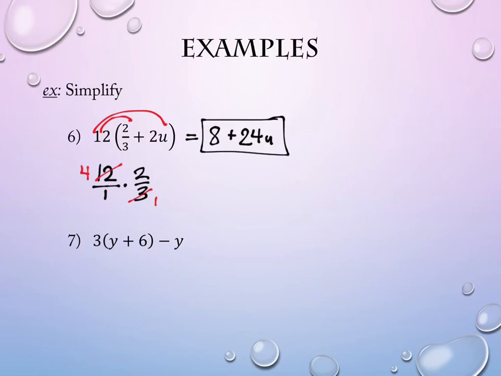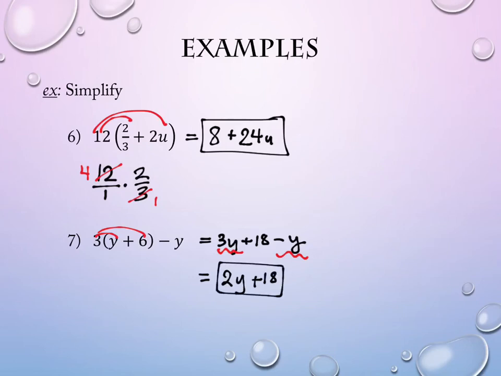Okay, so what would you do on number 7? We'll distribute. So what do I get when I distribute the 3 through? 3y plus 18. Then I have a minus y on the end, right? That's still part of the question. So can I combine any like terms in this one? Yeah, I can. So the 3y and the negative y on the end can be combined. And what will that give me? 2y plus my 18. Right? Any questions on that one?